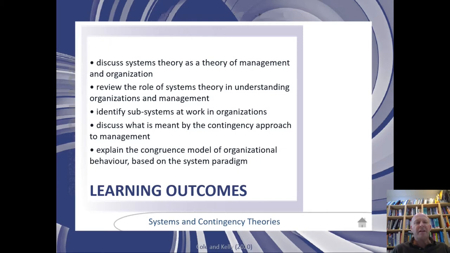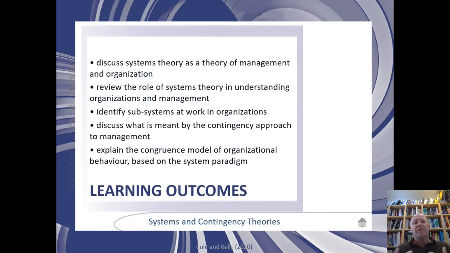So systems theory as a general theory can be used to help us understand management, and we'll explore that. We also need to talk about different subsystems, parts of the system, and what that might mean in terms of organisation. There have been quite a few different theories and ideas about the different managerial and organisational subsystems. So then we want to talk about the contingency approach, and all contingency means is something depends on something else.